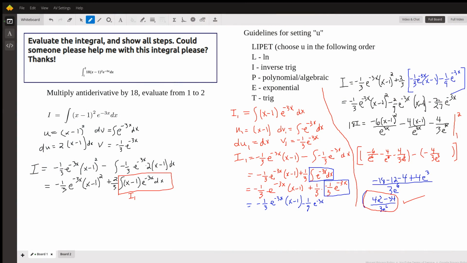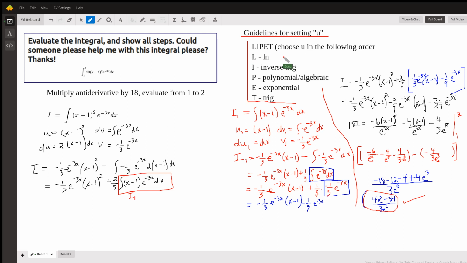Okay, when you're doing a complicated integration by parts problem, the hard part usually is learning how to organize your work because there's a lot of algebraic expressions floating around. I'll just mention that one of the guidelines for integration by parts for setting the value of u is this memory device called LIPET.